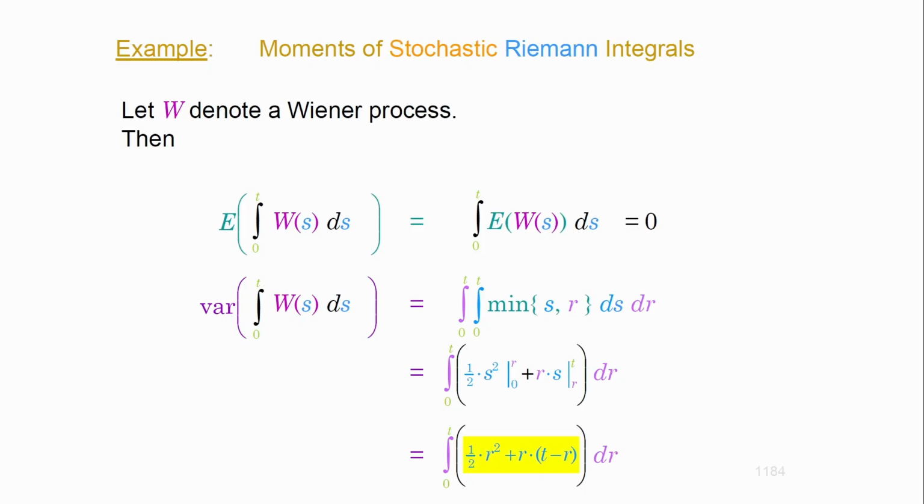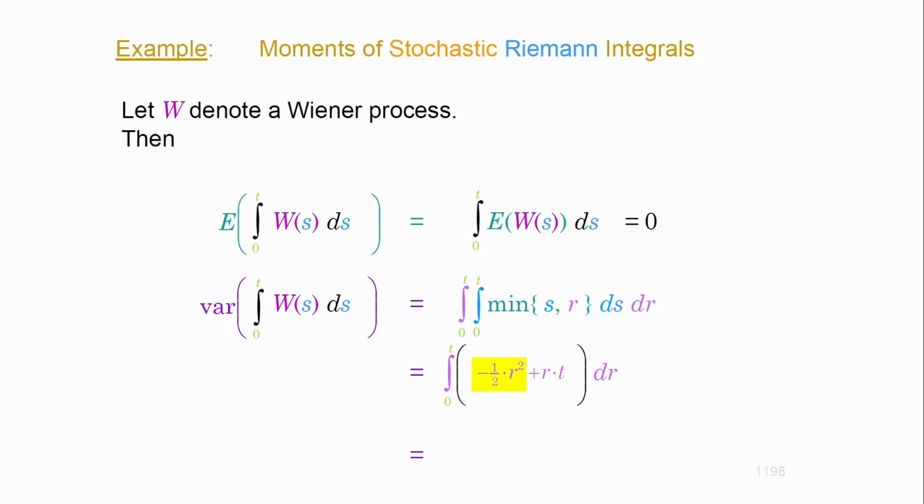Now, in this expression, you have 1/2 times r squared plus r times t minus r squared, which yields negative 1/2 r squared plus r times t. So negative 1/2 r squared plus r times t is the final result here, because I was simplifying this a little bit. And then I'm going to continue from here. Now, this function can be integrated with respect to r relatively easily. We need to find their primitive functions.